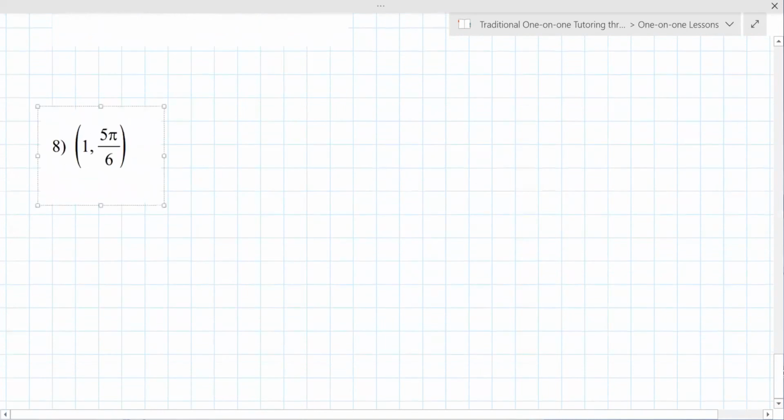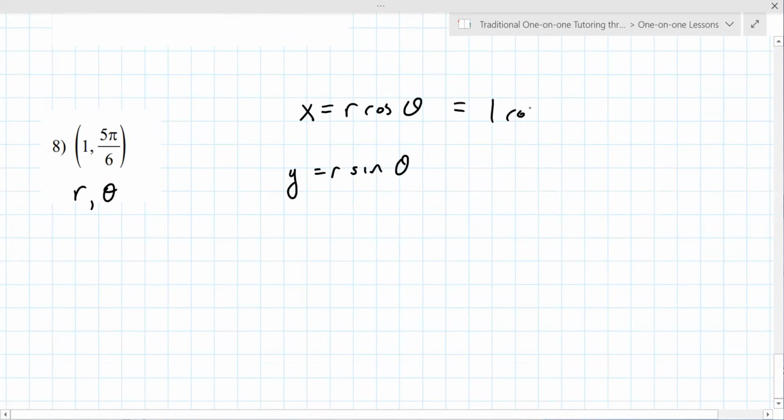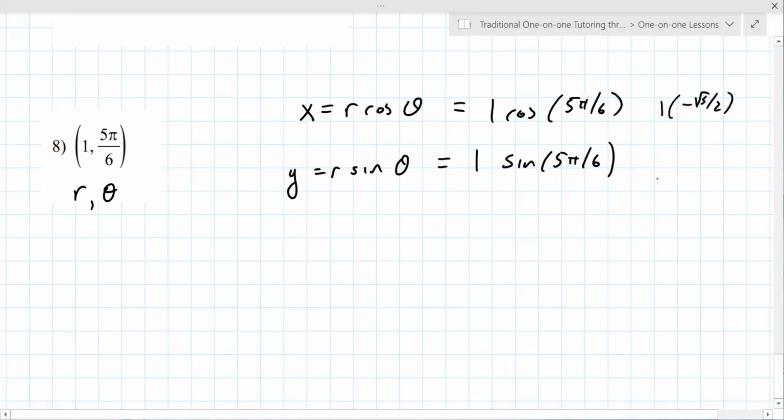Okay, so it says to convert each pair of polar coordinates to rectangular. So x equals r cosine theta, y equals r sine theta. So you literally just put the numbers in. This is r and theta. So it's 1 cosine 5 pi over 6, which means you have to make your unit circle, 1 sine 5 pi over 6. So this is 1 times negative square root of 3 over 2. This is 1 times 1/2, I think. Yeah. So it's minus square root 3 over 2 comma 1/2 is your XY pair. Okay.